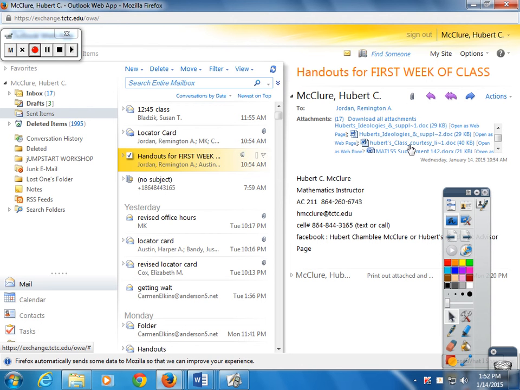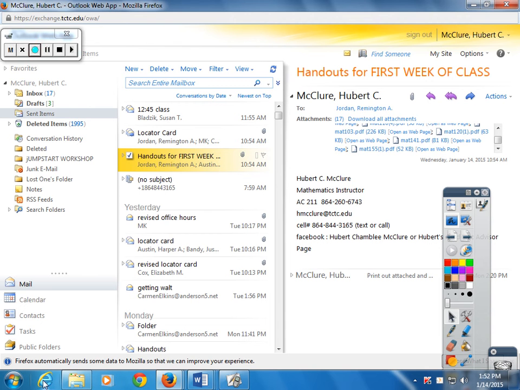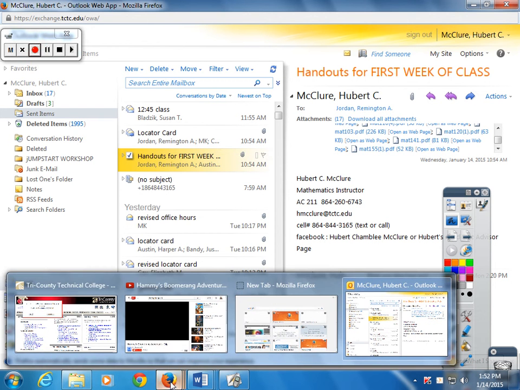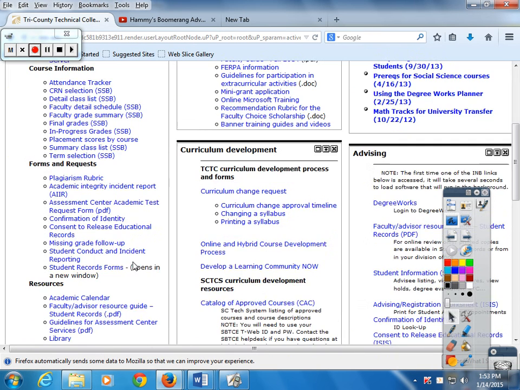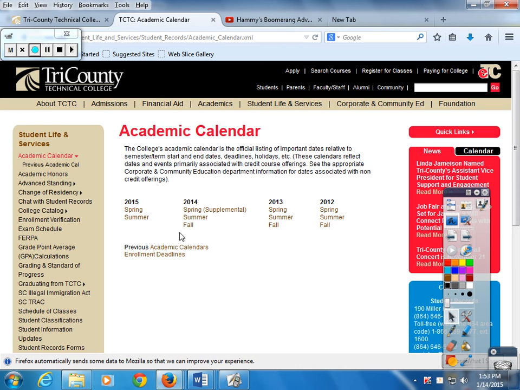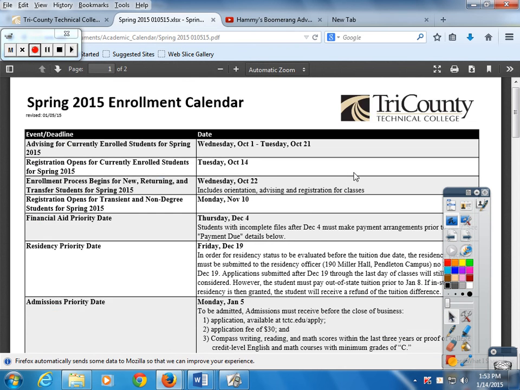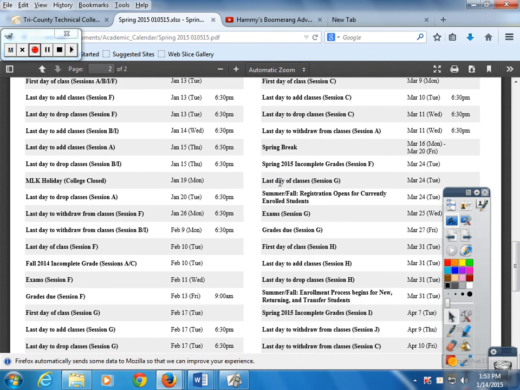I did class courtesies, ideologies. I'll let you read those. I did the supplements. Oh, let me go over this. Let's go over and write some more dates down. When you go to your TCTC account right here, I don't know where it is, but look for this. Academic calendar. Hit spring, and go to the second page. Right here. You need to print that page out. Why? Because it has the very important dates for you.